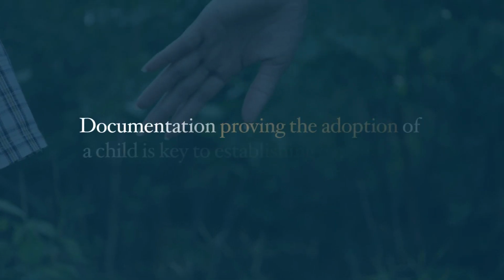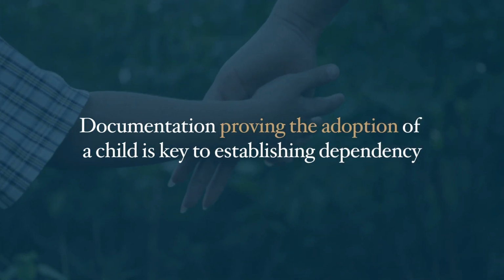For other issues, such as adoption, documentation proving the adoption of a child is key to establishing dependency, while caretakers can prove their handicapped or ill family members are dependent on them through official doctor reports that are notarized.